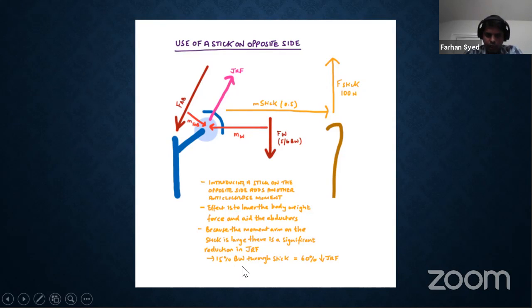And here the conclusion being 15% body weight going through the stick leads to 60% decrease in the joint reaction force. And once there is decrease in the joint reaction force, it will help the patient in decreasing the pain it generates.